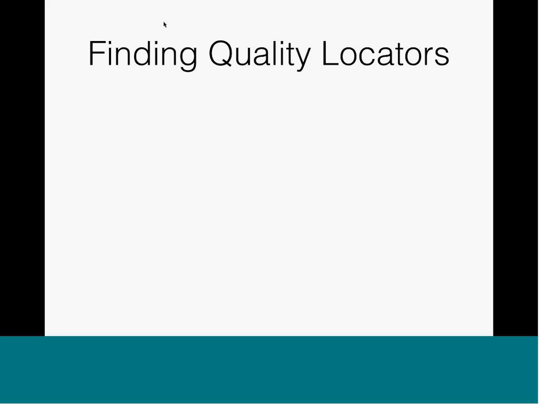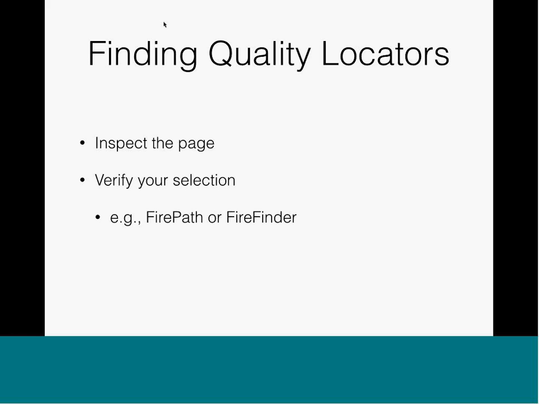In terms of finding locators, if you've never done this before, the good news is that every modern browser comes with the capability to inspect a page and find elements within the page. So if you want to inspect the page, you just right-click within the browser, inspect the page, and then you can actually see what markup exists on the page and find your locators that way. And then once you do that, you can also verify your selection.